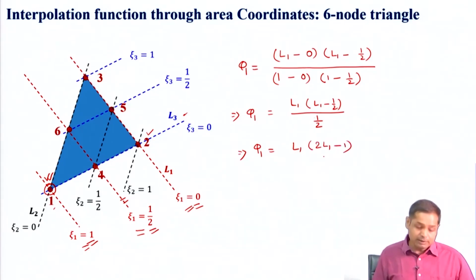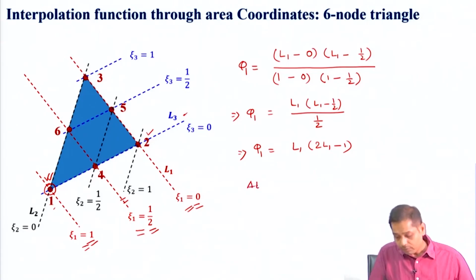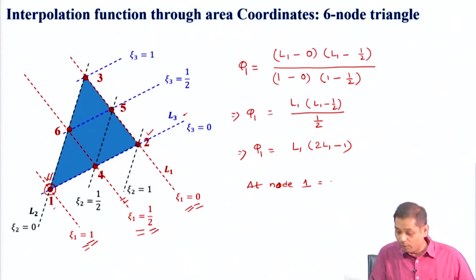Now you check, it must satisfy the interpolation property. Interpolation property means that phi 1 should be equal to 1 at node number 1 and phi 1 will be 0 at all other nodes. At node number 1, L1 will be 1. So if you substitute L1 equal to 1 here, phi 1 will be 1.